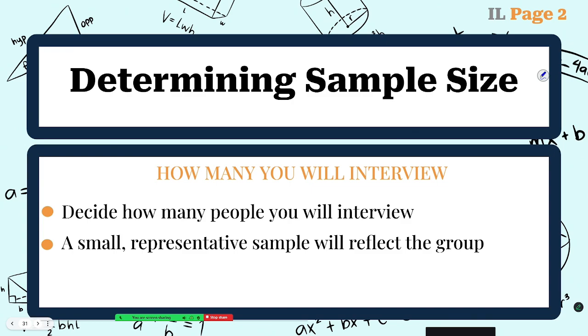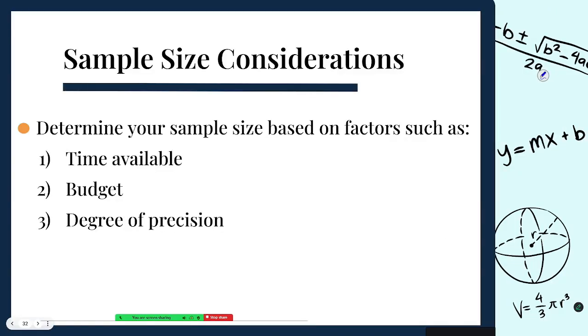Next, when we talk about determining sample size, it's how many people are you going to interview. Decide how many people you will interview, knowing that a small representative sample will reflect the group. Remember, too many, it can skew your results, it can be super costly, and not enough, you won't have a strong correlation. So when you are considering sample size, you can determine your sample size based on factors such as time available, your budget, and your degree of precision.